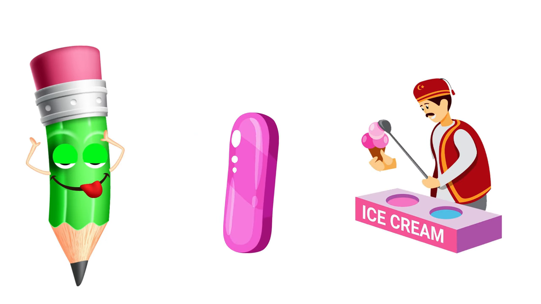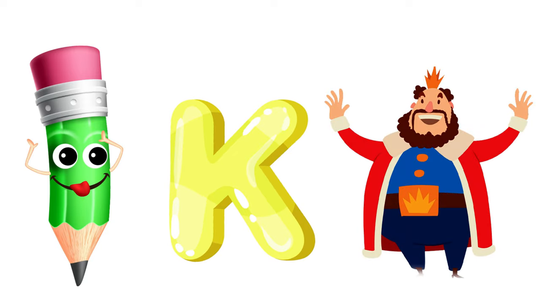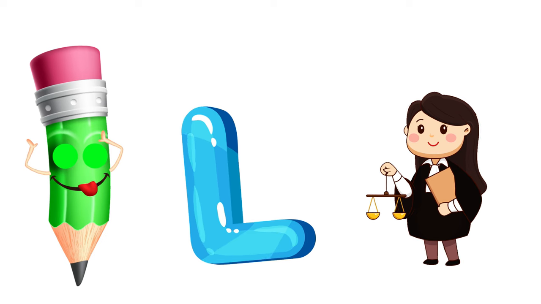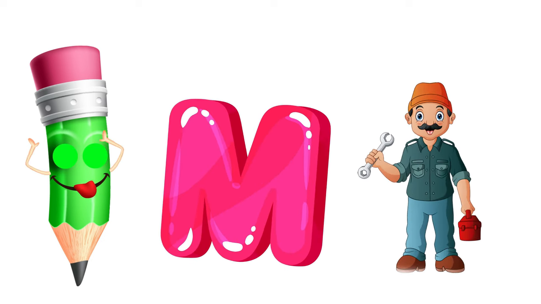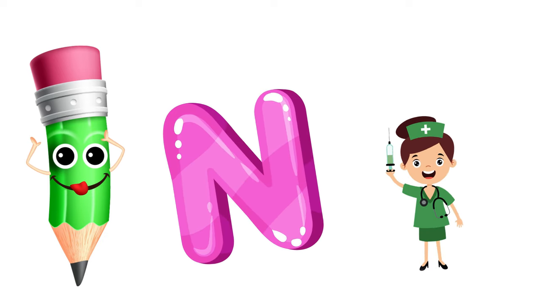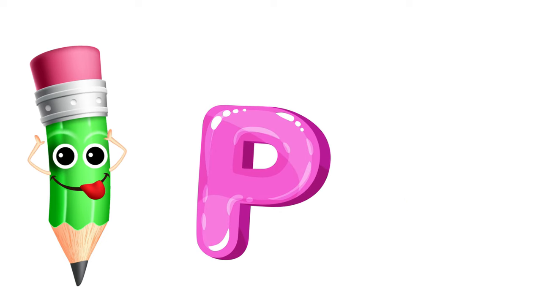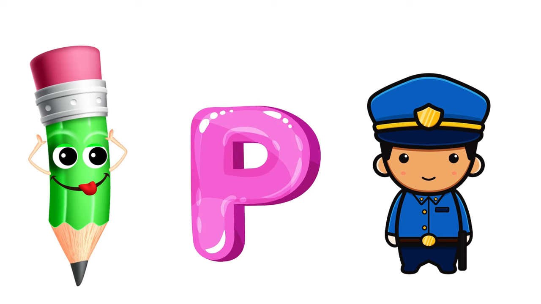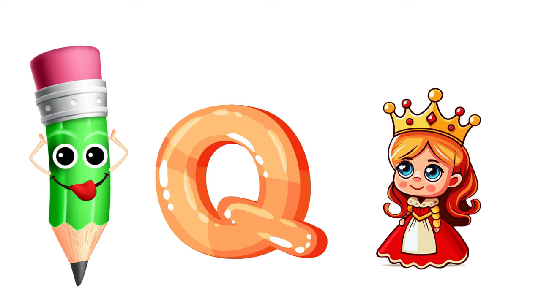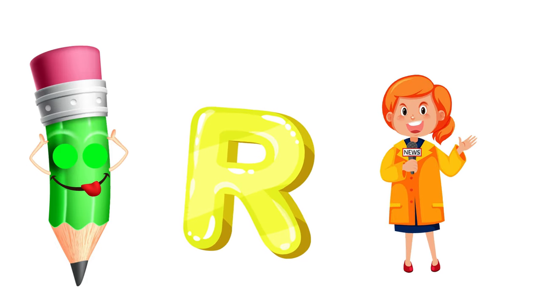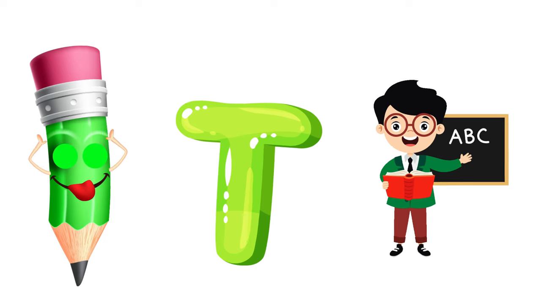I is for ice cream man. J is for joker. K is for king. L is for lawyer. M is for mechanic. N is for nurse. O is for orthoptist. P is for police. Q is for queen. R is for reporter. S is for singer. T is for teacher.